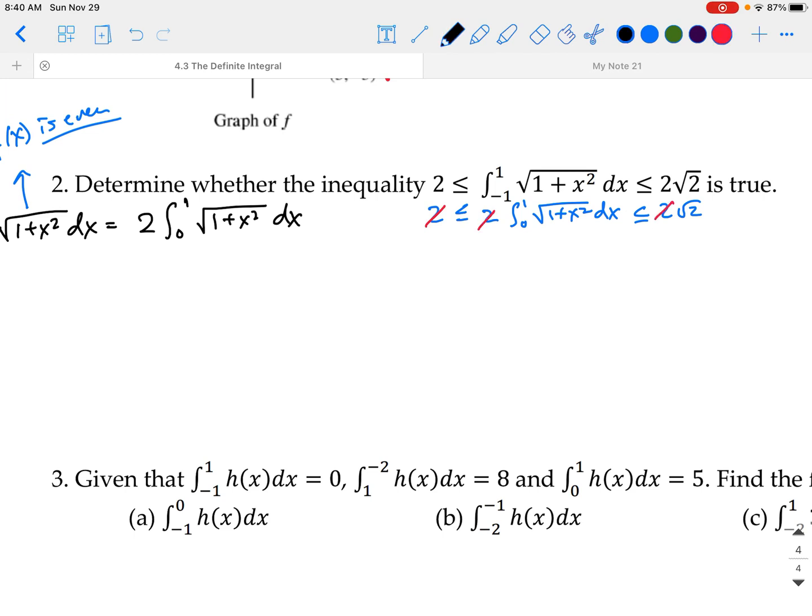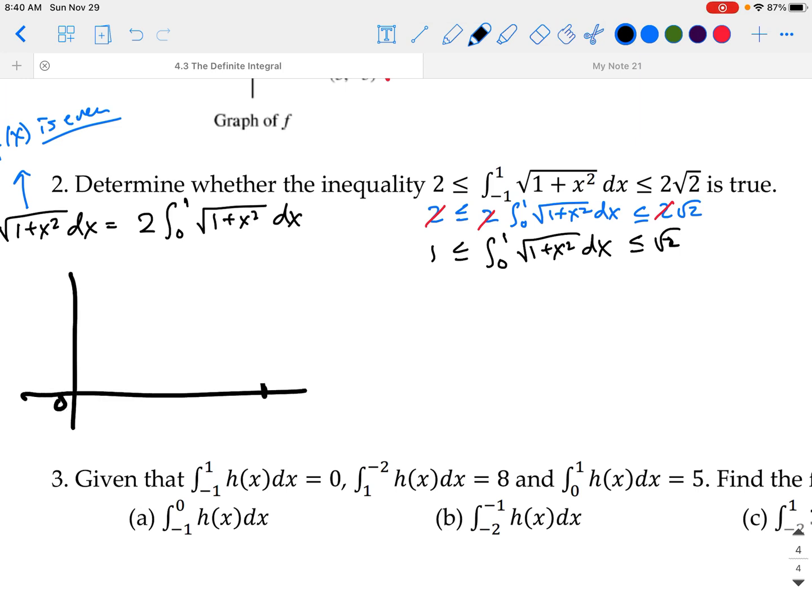So really what we want to show is that 1 is less than or equal to the integral from 0 to 1 of rad 1 plus x squared dx, which is less than or equal to rad 2. So it's going to create a little bit easier way to prove it. You don't have to do it this way, but it is the way that I will end up looking at it.